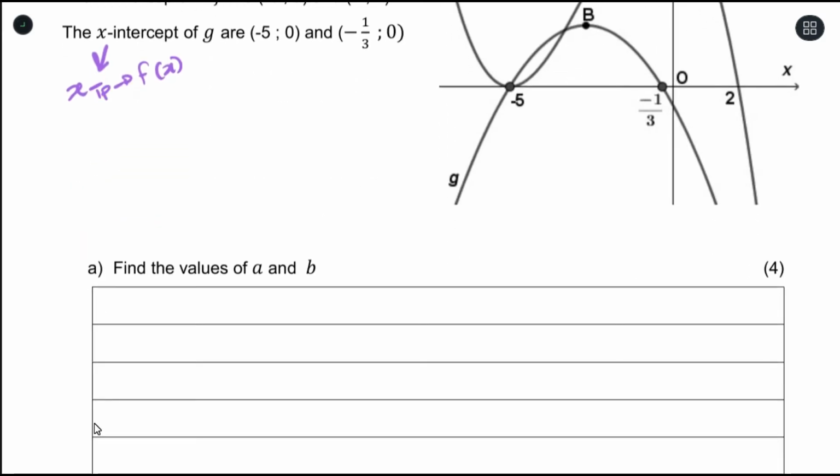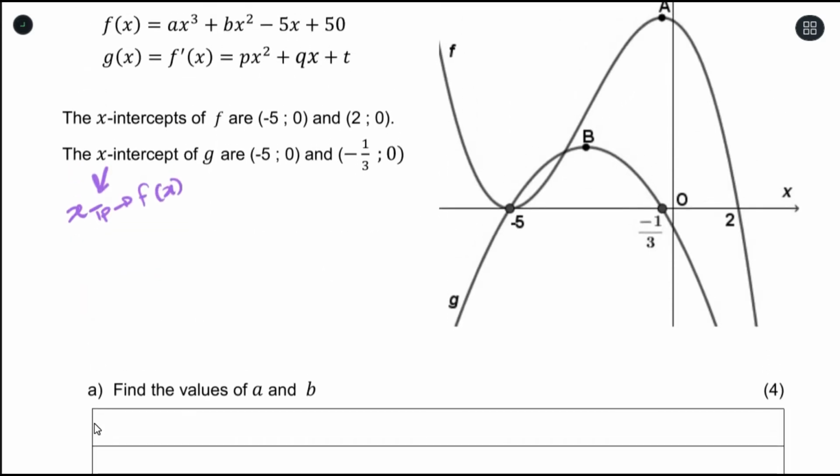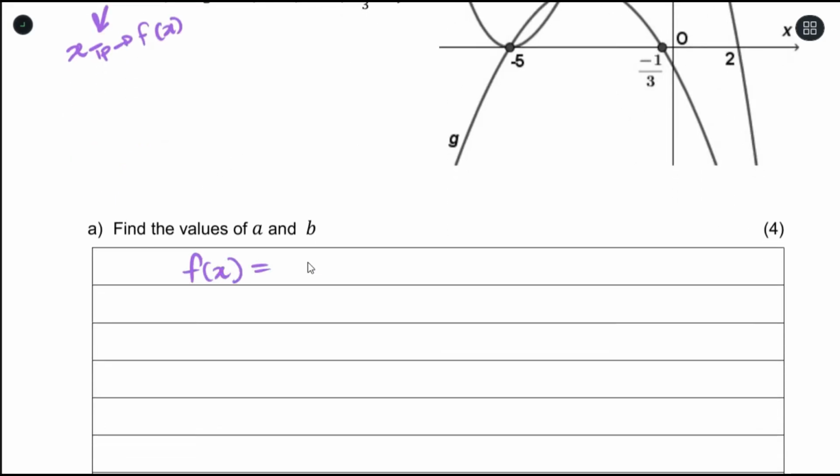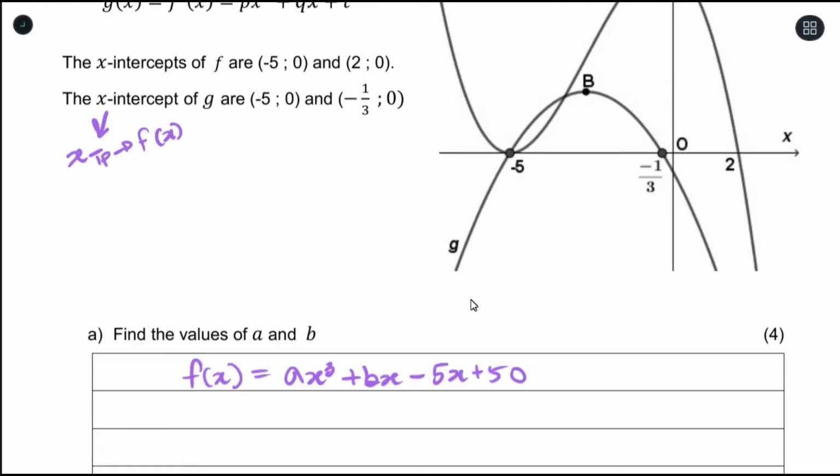The first one says we should find the value of a and b. Now, a and b come from the original equation of f(x), which is, let's write that down. So that is the equation of f(x). The good thing is that we're given the x-intercepts, -5 and 2, so those coordinates are actually (-5, 0) and (2, 0). Since we have two unknowns, it would be recommended to substitute each of these coordinates into our equation and get two equations, therefore doing simultaneous equations.